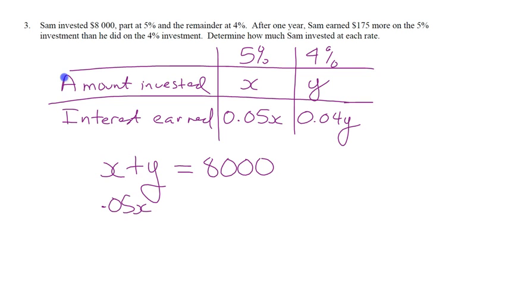Minus 0.04y equals 175. You have many variations on this, right? You could go 175 equals, you could reverse it. You could go 0.05x minus 175 equals 0.04y, because it was more. You could go 0.04y plus 175 equals, but generally speaking, in a system, we like to keep our x's and y's on one side and numbers on the other side, and this is the way to do that.